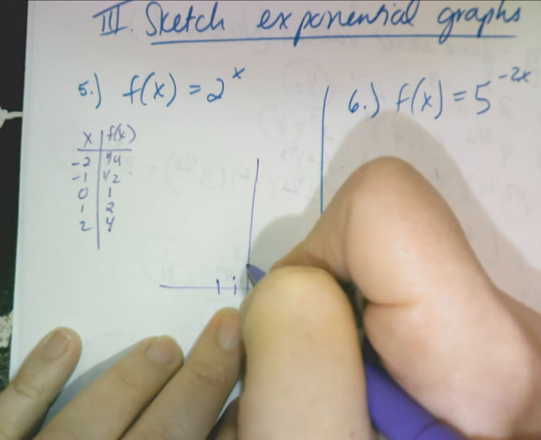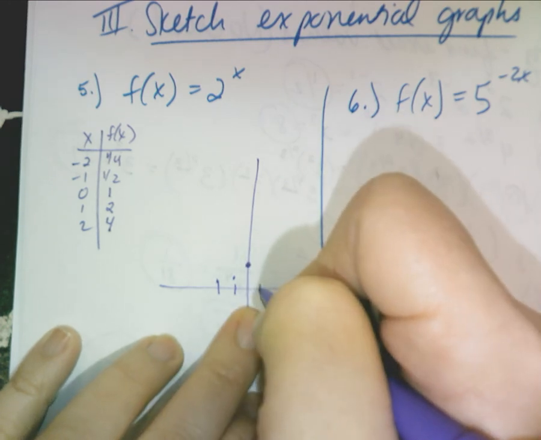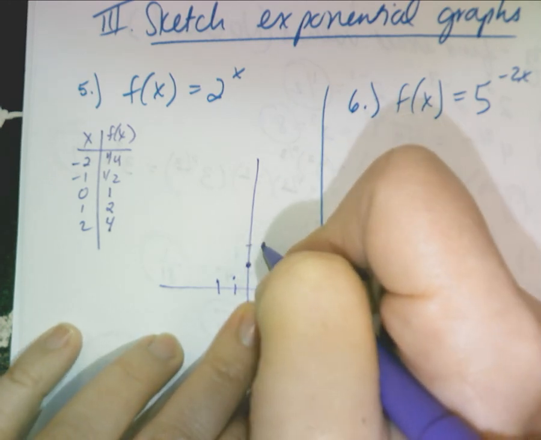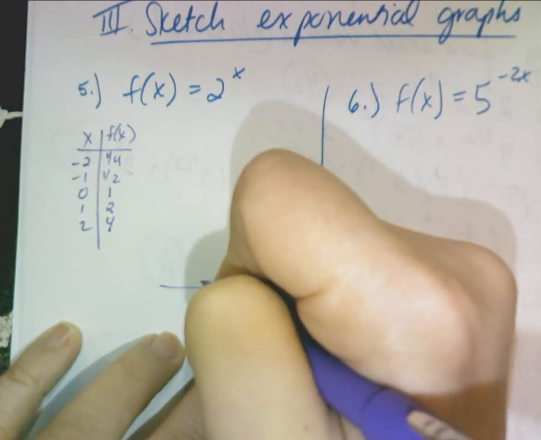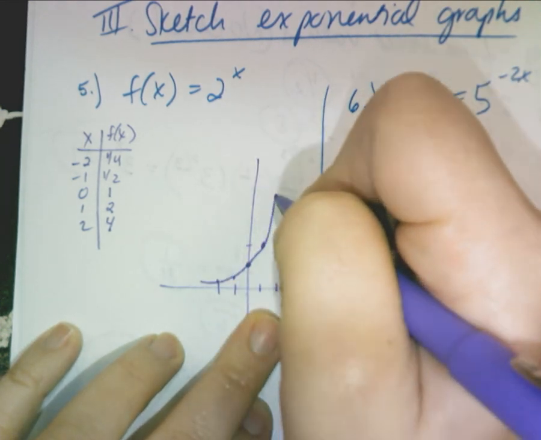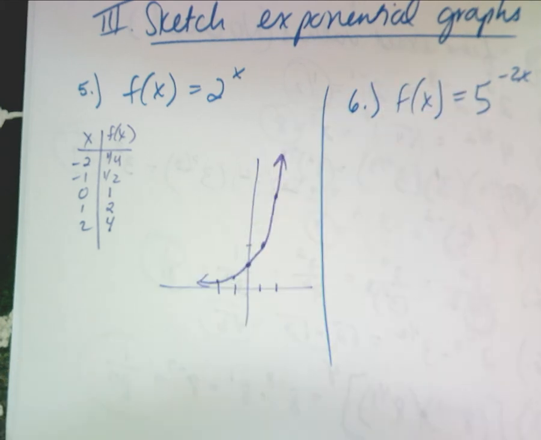So when you go to graph these, it's very tiny. And then here's 1. And then 1, 2. And then look what happens at 2. You're already up to 4. I mean, these are growing quick. They're exponential. So they go very fast. Okay?